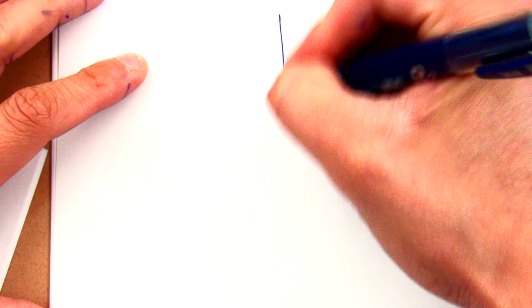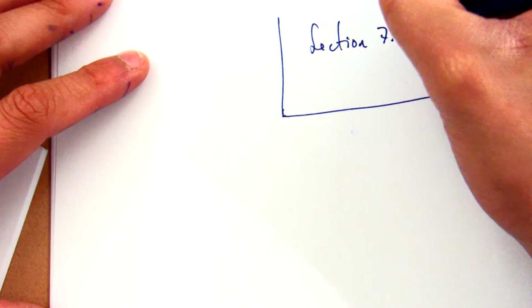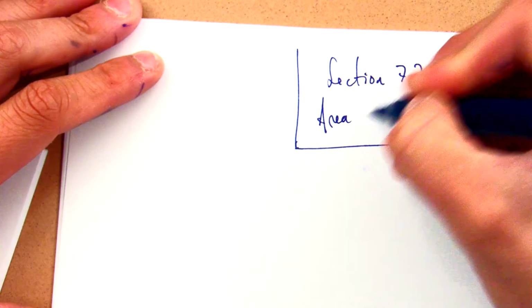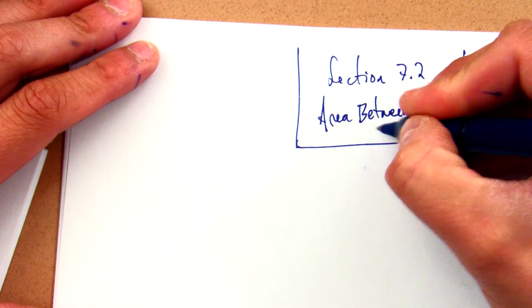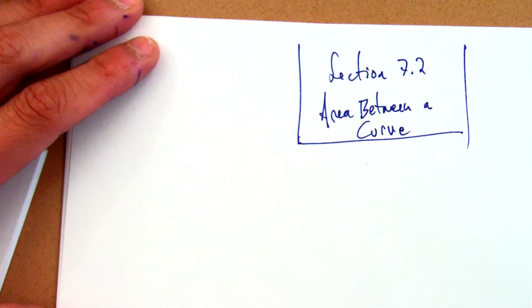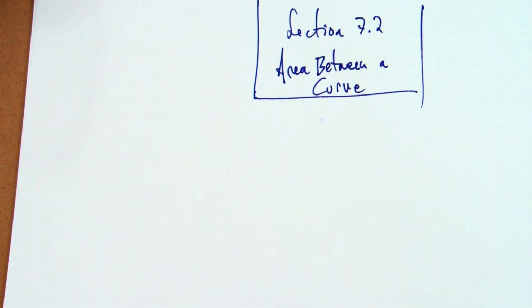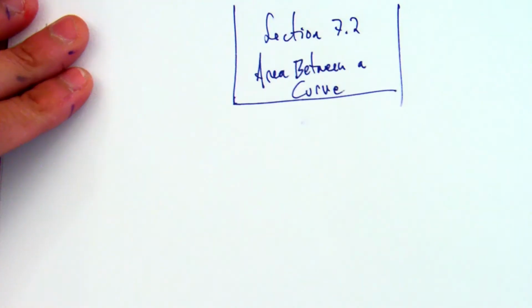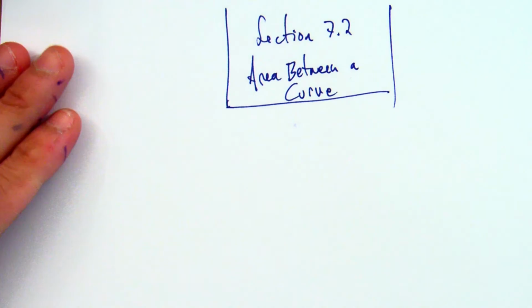Alrighty, so the topic we're going to look at right now is section 7.2 in your book, and this is area between curves. They call it a plane, but it's basically area between a curve. And the cool thing is this is directly connected to all of the stuff that we've been doing. So this is just a very tiny extension, much like yesterday's lesson. Very, very tiny extension, okay?